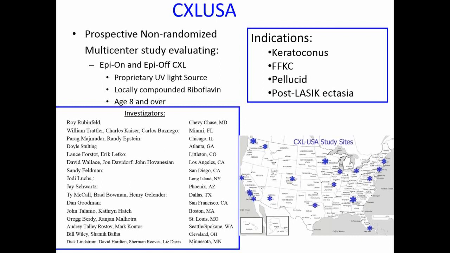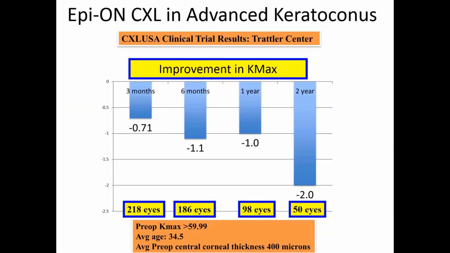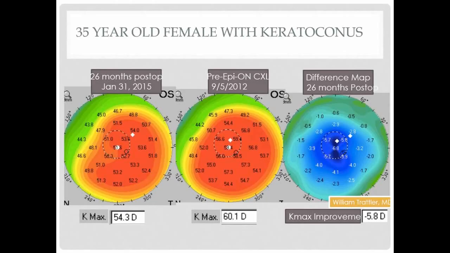You see we have multiple sites around the United States, and it is part of a clinical trial with IRB oversight. And this is some data from our clinical trial, and you can see that this is changing Kmax over time from my center, looking at 3 months, 6 months, 1 year, and 2 years. In patients with steep corneas, you can see there's significant flattening over this time period. The average age is 34.5, and you can see some nice flattening, and again, from 1 year to 2 years, you can see further flattening over time.